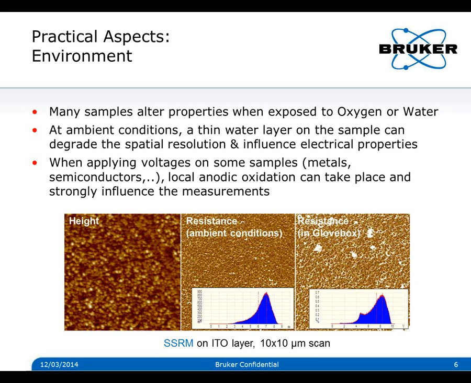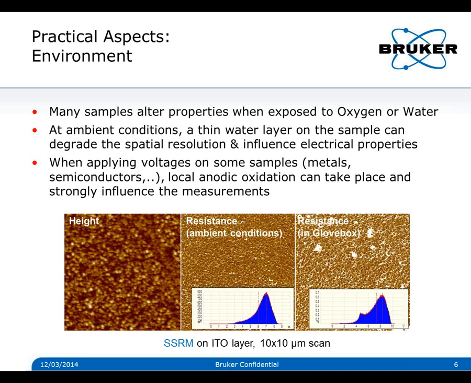A second practical aspect is the environment. A lot of the samples that we try to study, or their electrical properties, are actually influenced by the environment, and in particular by the oxygen and water content that could be present in the environment. At ambient conditions, we obviously have to face and deal with oxygen and water, and that thin layer can change the properties, but also reduce the spatial resolution.